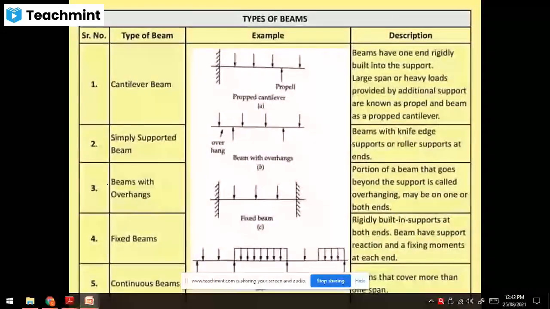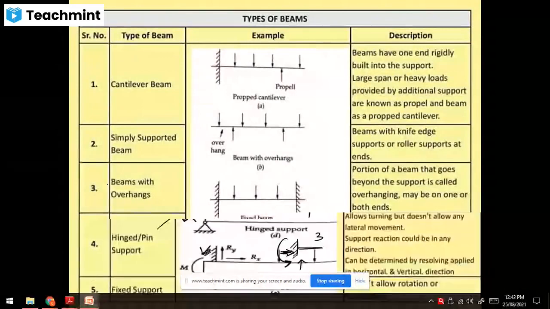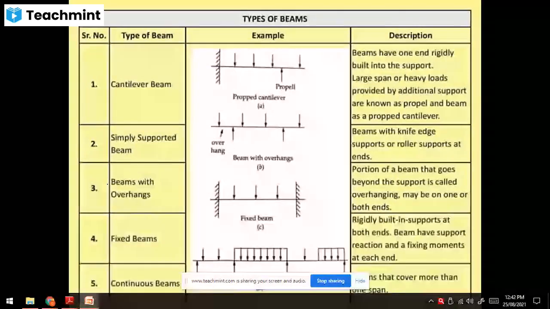Then types of beams. Different types of beams: simply supported beam, second is overhang beam, fourth is continuous beam, next is fixed beam, and one more, the propped cantilever beam also. So these are the beams.